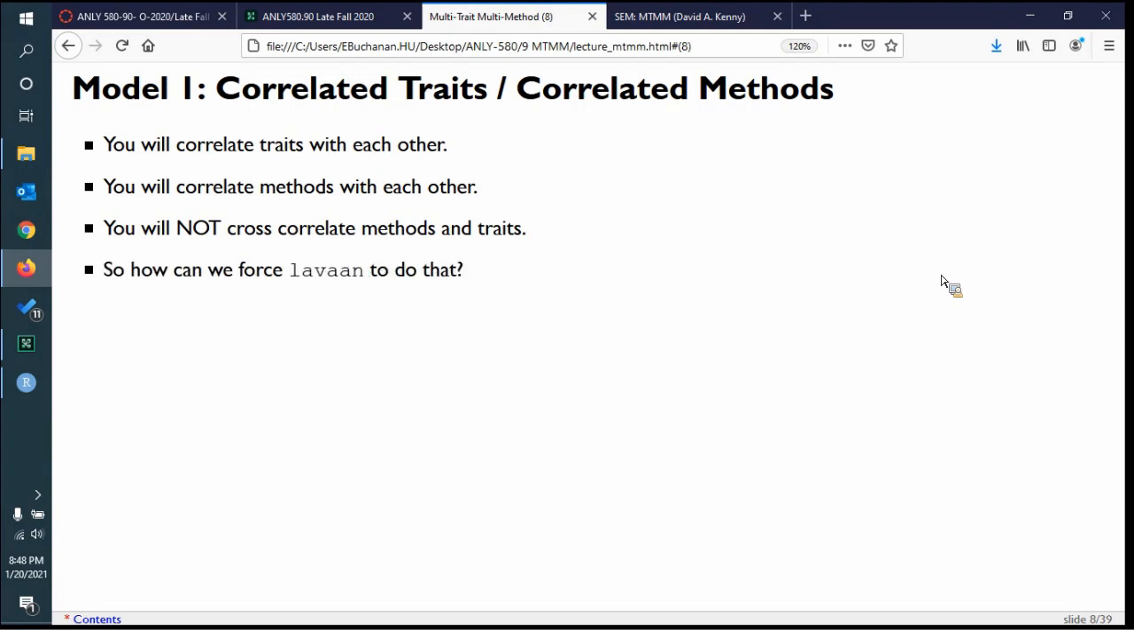So how do we force lavaan to do that? Well, I can't use orthogonal equals true like we did for bifactor models, because that'll turn them all off and then we have to turn them all back on. So it's actually a little bit easier to just turn them off, just the ones we're interested in. So what we do is we say latent variable tilde tilde is correlated with zero times the other latent variable. And that will force the path to be off. It'll be zero.